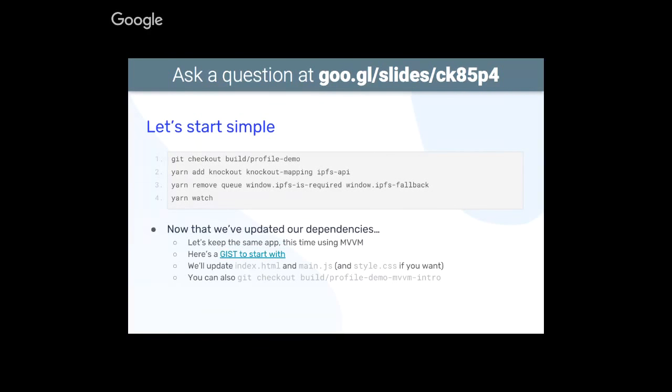So we'll add knockout and knockout mapping and IPFS API. So knockout is our MVVM controller, and knockout mapping is a plugin to allow us to directly map our JSON data structure to a view model. And then IPFS API is the library we'll use to interact with our local daemon. And since we don't really need the window checking libraries and the queue library, which was there from a previous example, we can just remove those. And then we can yarn watch that and start editing files.